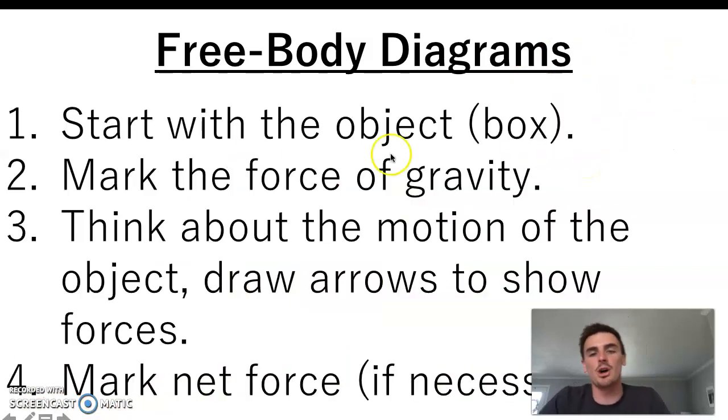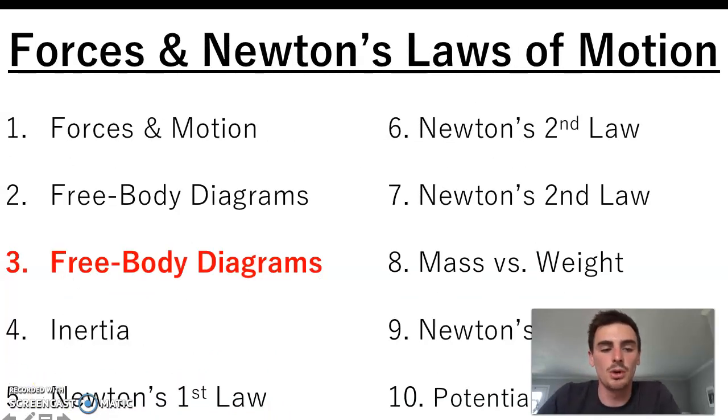So when you're drawing your free body diagram, start with your box. Always start with gravity. Think about the object. Is it falling? Is it sitting? Is it going fast to the right? Is it going fast to the left? And then think about whether the forces are unbalanced or balanced, and mark the net force if it applies there. We'll do a couple more example problems, but this will help you get started on your assignment.